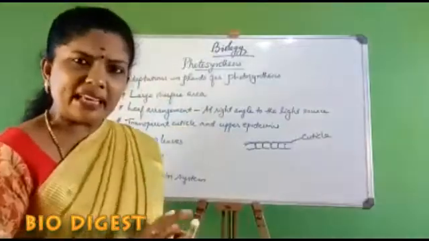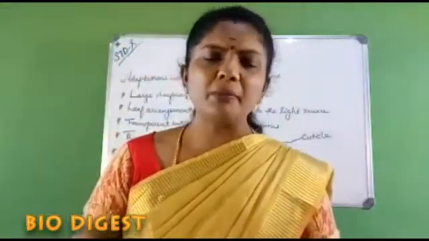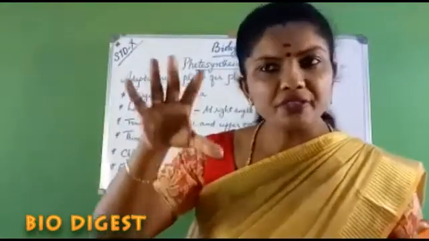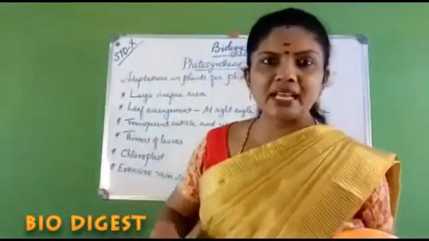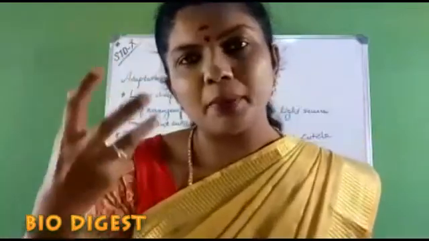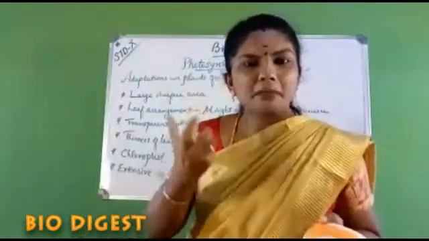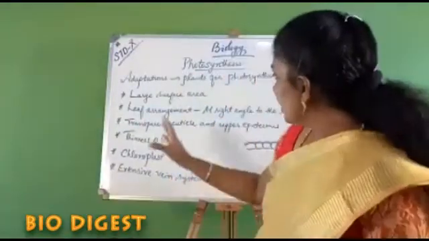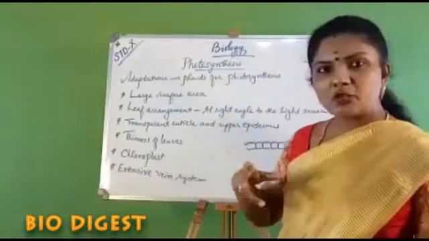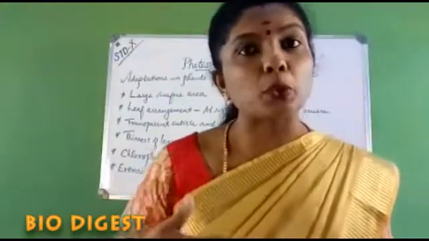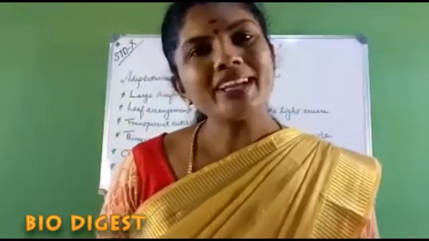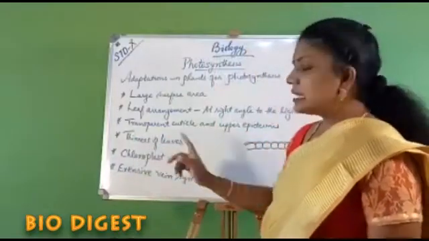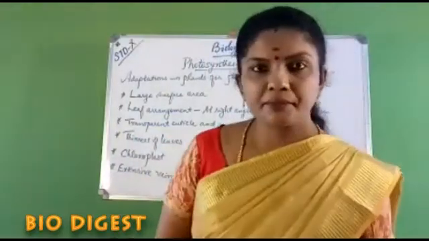The cuticle thickness will vary. Some will be transparent, some cuticle will be very thick. So if the cuticle is thick, the leaves will not be able to absorb enough sunlight. So the transparent cuticle actually helps in carrying out photosynthesis. Cuticle should be transparent. Next is thinness of the leaves.